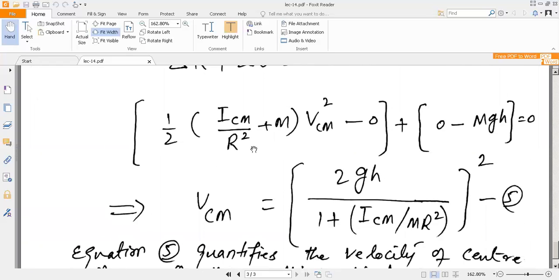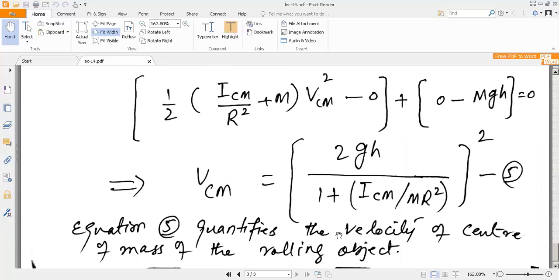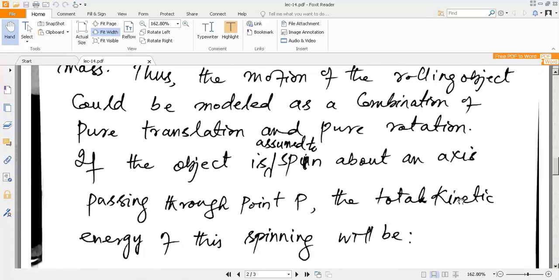By rearranging this equation, we can write vcm equal to the square root of 2gh over 1 plus Icm over mr square, and this is our equation number 5. Equation 5 gives the velocity of center of mass of the rolling object. In equation 4, we have found the kinetic energy of the rolling object, and in equation 5, we have found the velocity of the center of mass of the rolling object. Thank you. That's all.